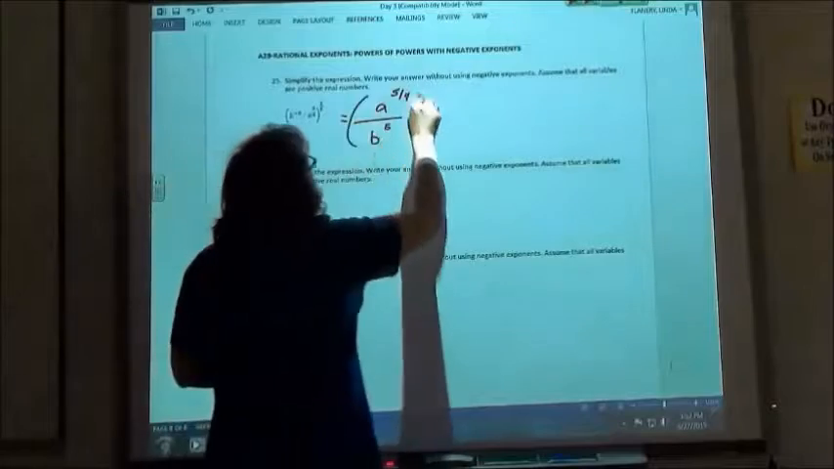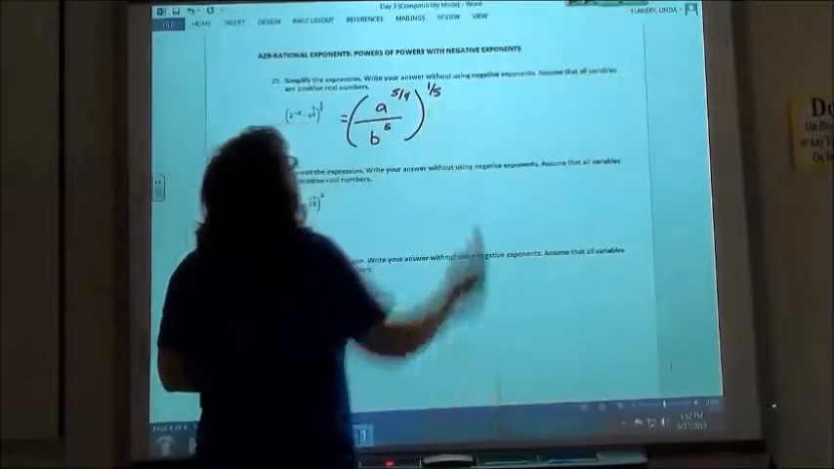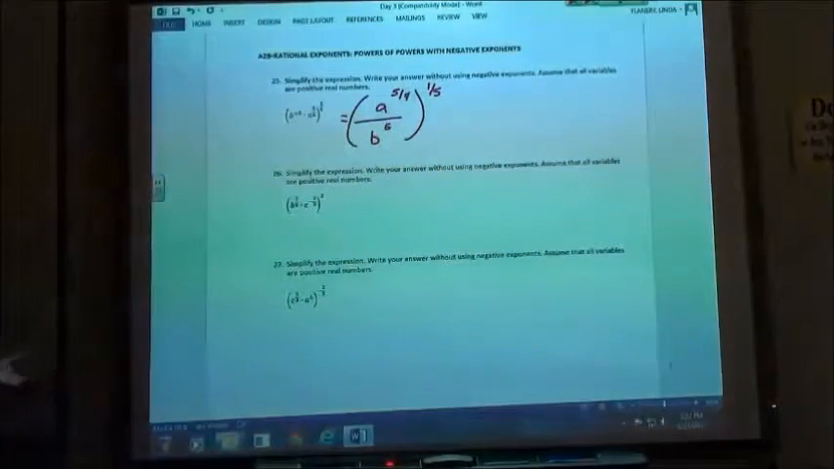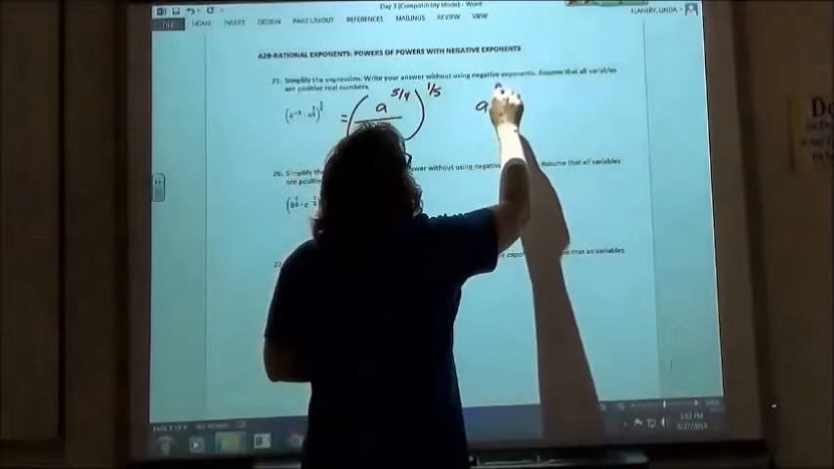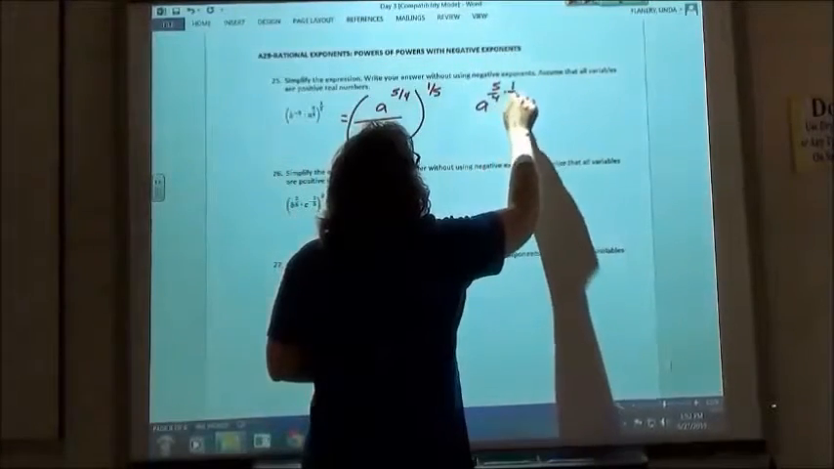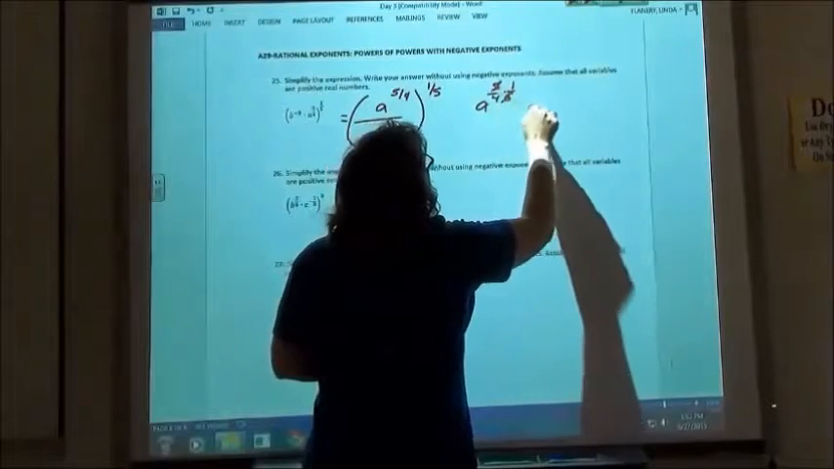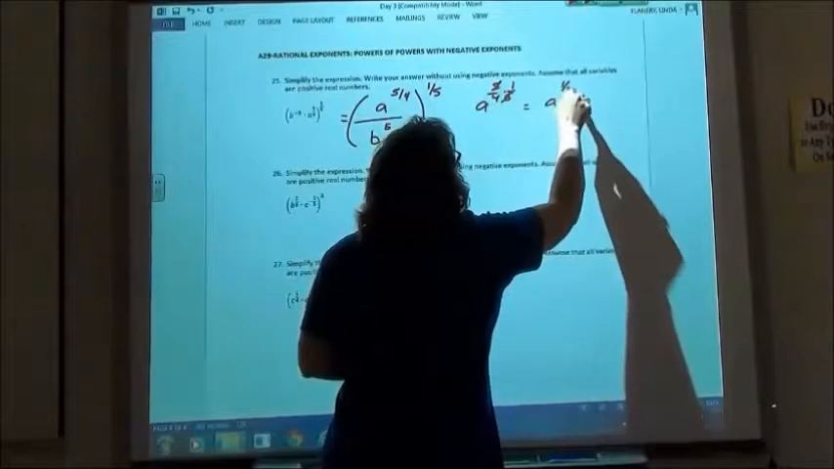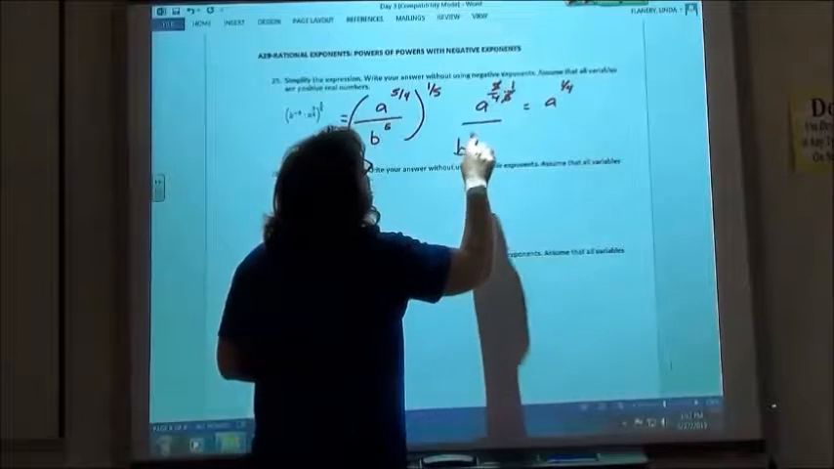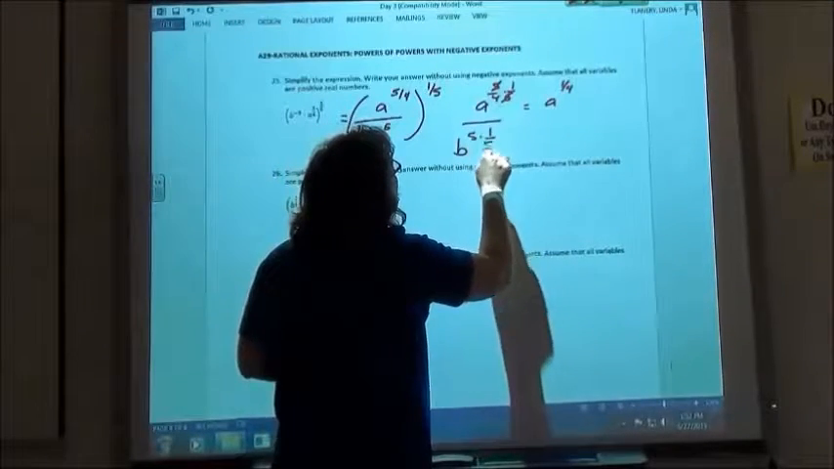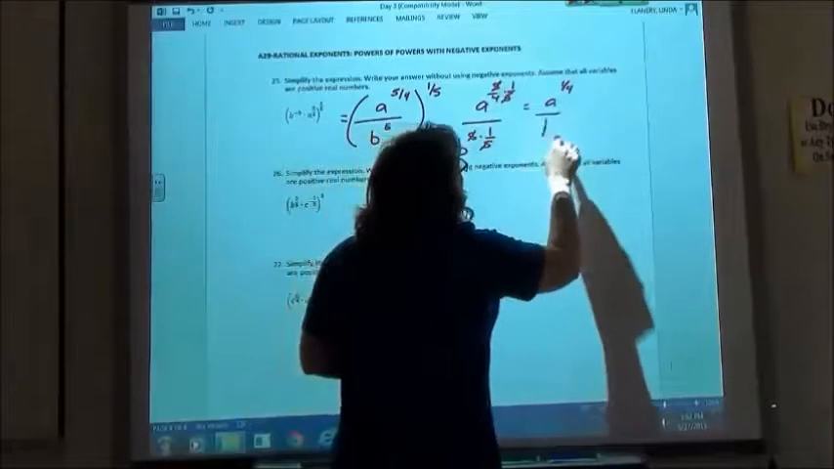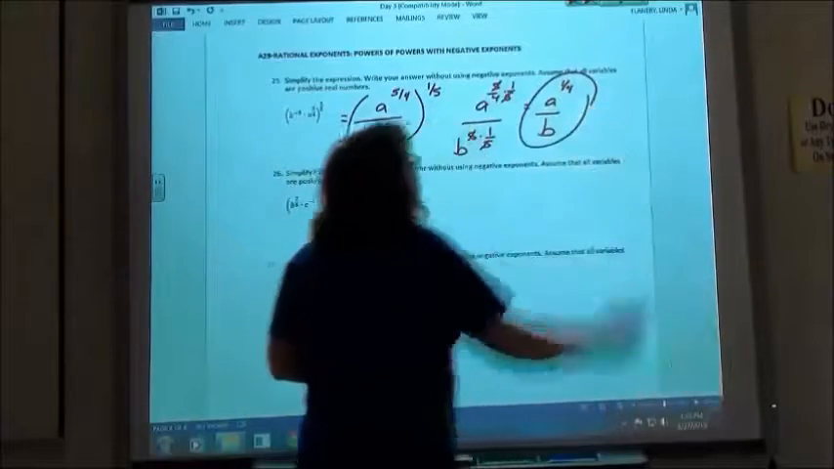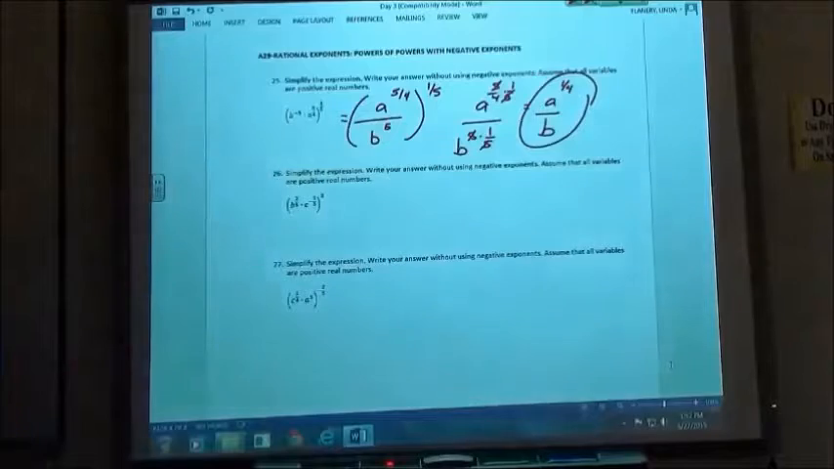I'm then going to go ahead and raise that to the 1/5 power. When I raise it to the 1/5 power, I'm multiplying the exponents. So I'm doing a to the 5/4 times 1/5. The 5s would cancel out, gives me a to the 1/4. On the bottom, b to the 5th times 1/5. The 5s would cancel out. I get b to the 1st power, which is just b. So I get a to the 1/4 over b for my answer.